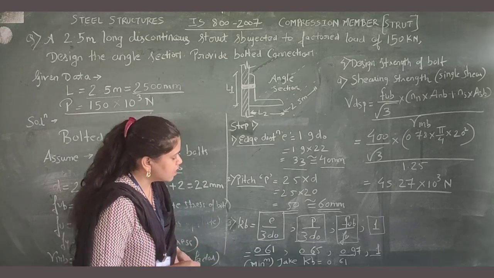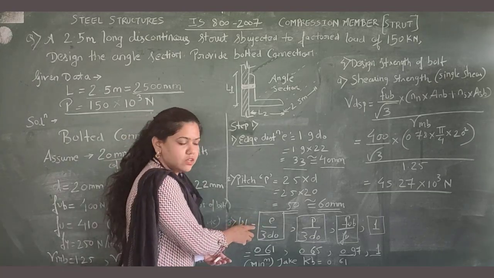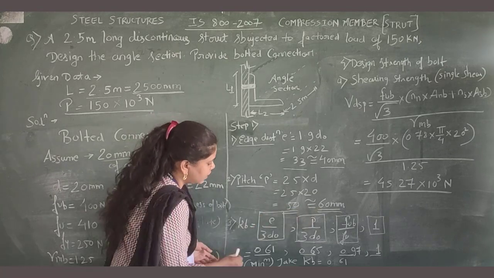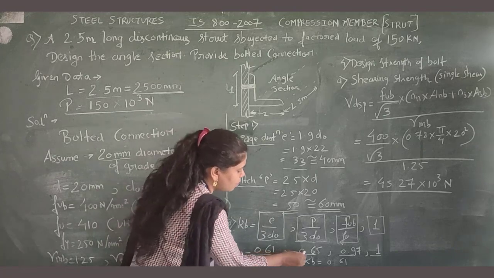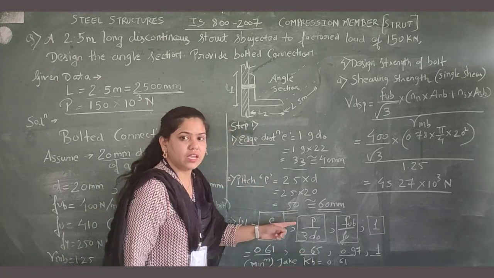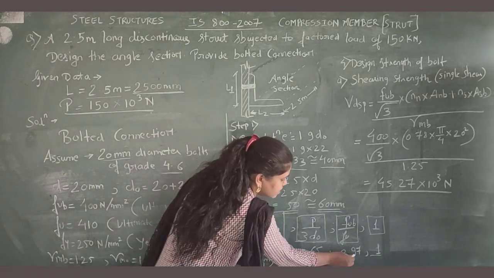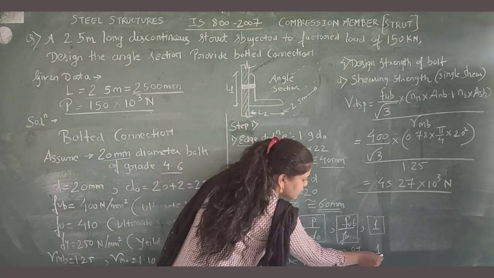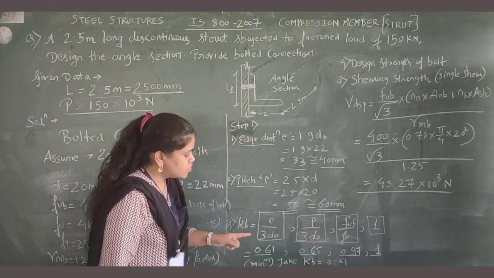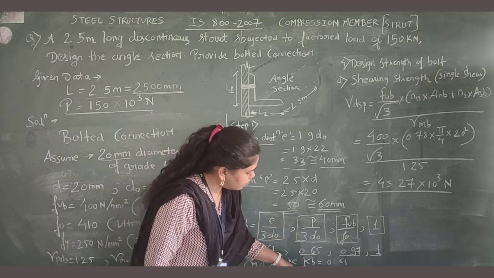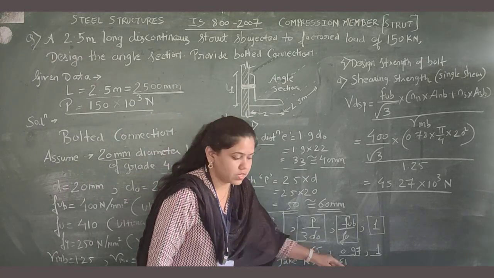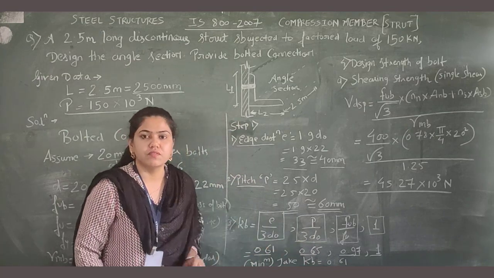So here in this case, when you put all the values into this given equation, you will get 0.61 from the first expression, 0.65 from the second expression, 0.97 from the third, and the last one is 1. Okay, so you have to select the minimum value. So here in this case, I will take the value Kb equal to 0.61, which is the minimum of the above 4.